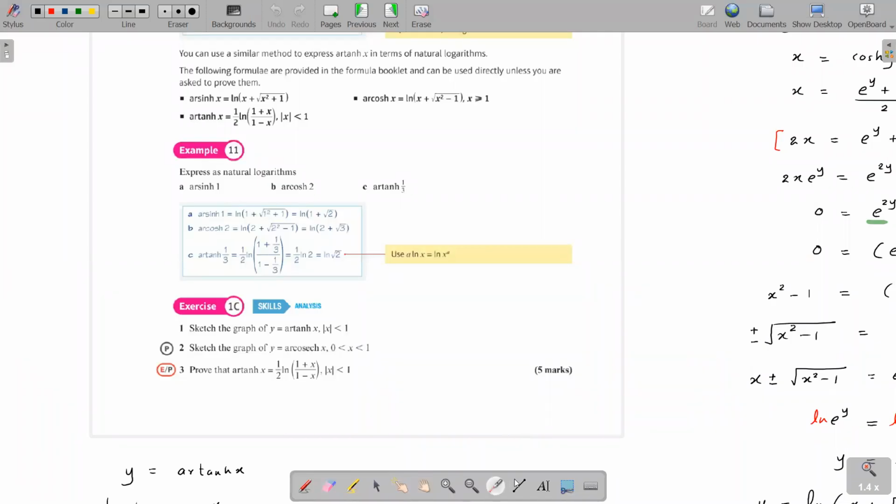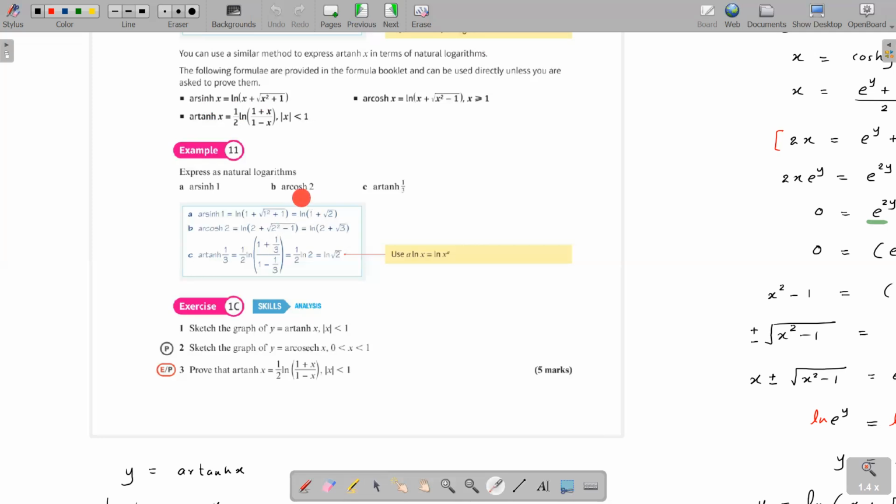All right, guys. So I think you can see here, for example, what they've done in these examples. Express as natural logarithms: R shine 1. Of course, if you put R shine 1 into your calculator, you'll end up getting decimals. But if they want natural logarithms, what do you do? To get the value of R shine 1, you take the R shine x function and replace x with 1. That's what they've done here. So R shine 1 equals natural log of 1 plus root of 1 squared plus 1, which gives you natural log of 1 plus root 2.